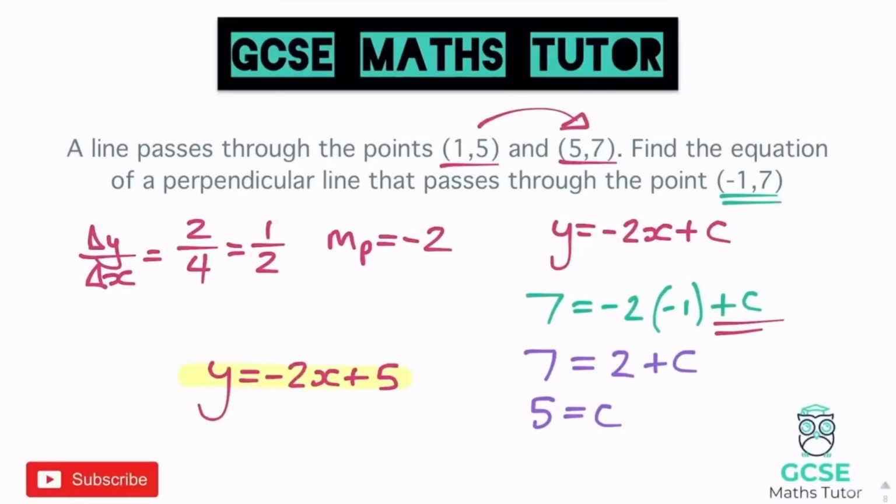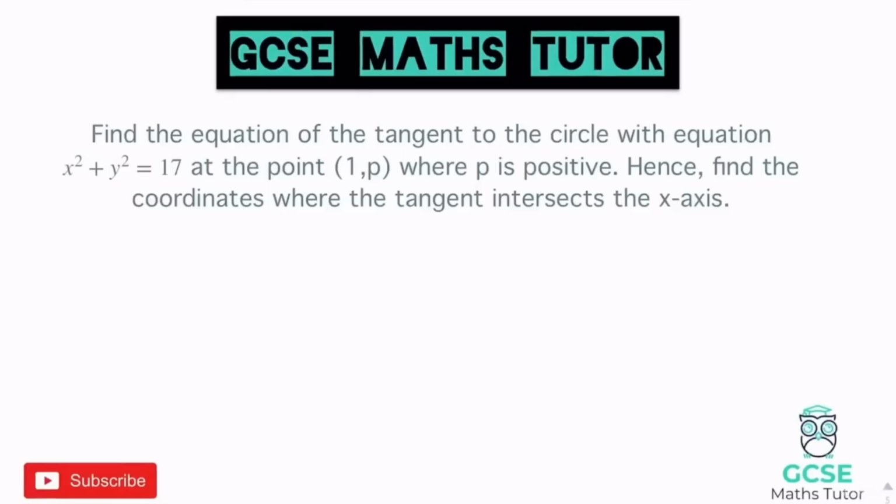Okay, so for this question, it's all the same process, but you're just going to have to find the gradient first. Okay, so find the equation of the tangent to the circle with equation x squared plus y squared equals 17 at the point (1, p), where p is positive. Hence find the coordinates where the tangent intersects the x-axis. So there's 2 extra steps here. We've not got the coordinate where it intersects, and it's also asking us to find where it intersects the x-axis.